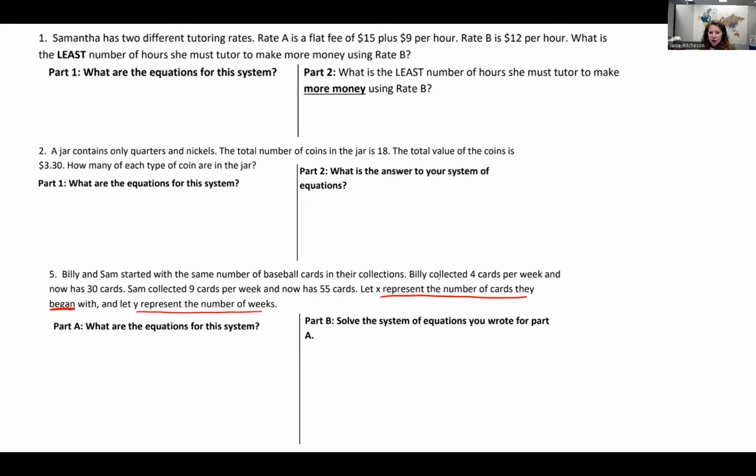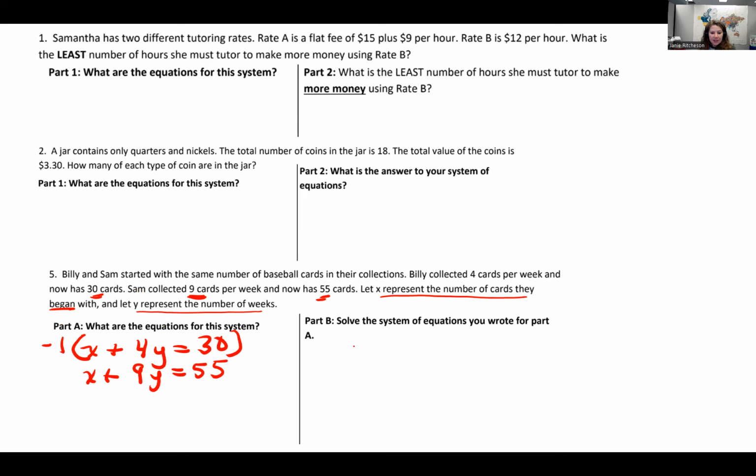So Billy started with an unknown number. So he started with X amount of cards, plus he collected 4 times the number of weeks for a grand total of 30 cards. Sam started with an unknown number, plus he collected 9 cards per week for a grand total of 55 cards. And that's our system. So to solve it, I would get rid of my X's by multiplying by negative 1.